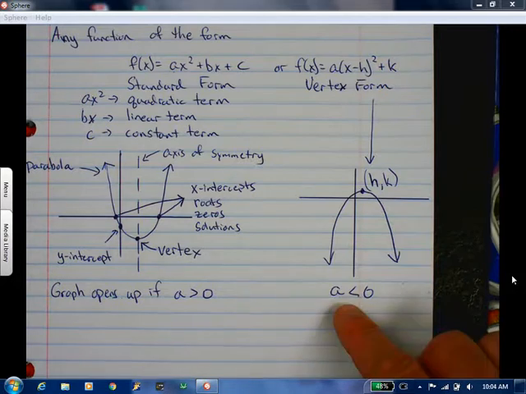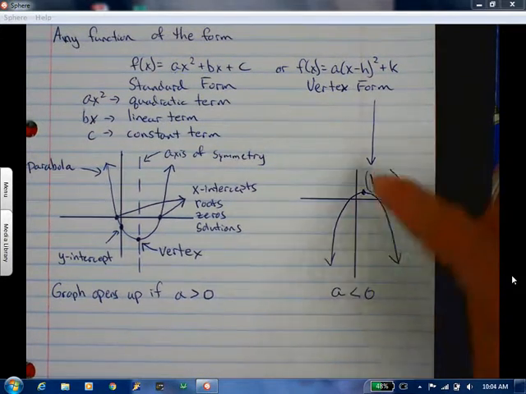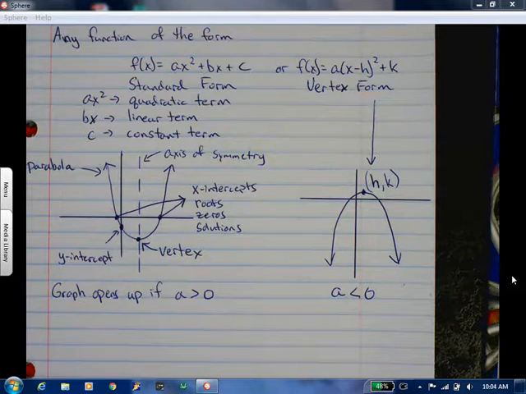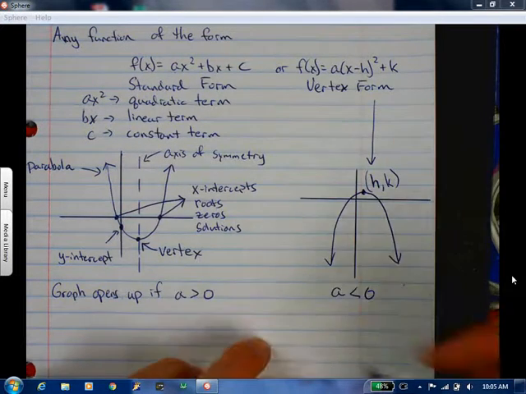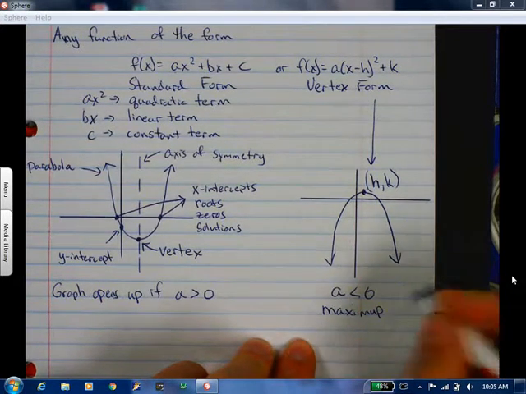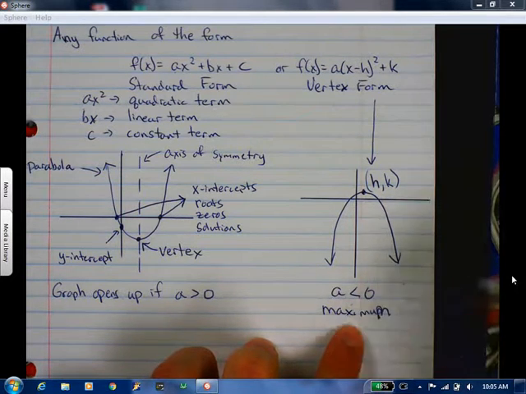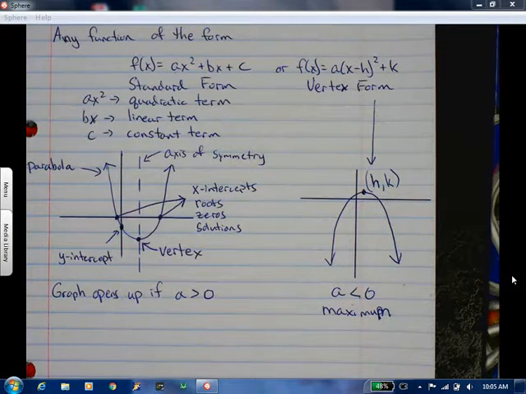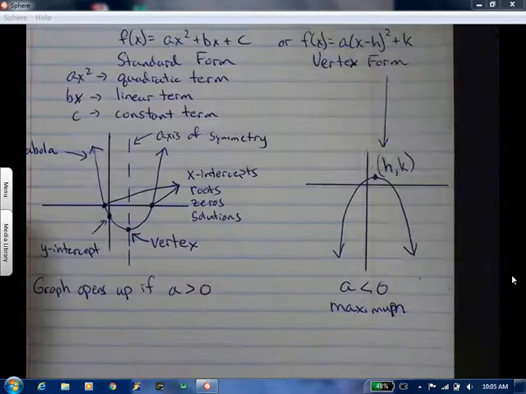So on this one right here, if a is less than 0, our graph is going down. Do I have a minimum? Minimum is the lowest value. We're thinking of a minimum as a floor. Do I have a floor on this graph? Do I have a ceiling? Yes. So do I have a maximum? Yes. So if a is less than 0, you have a maximum.